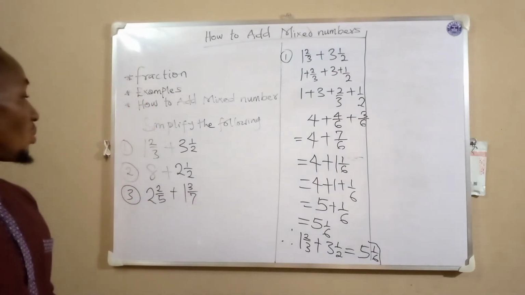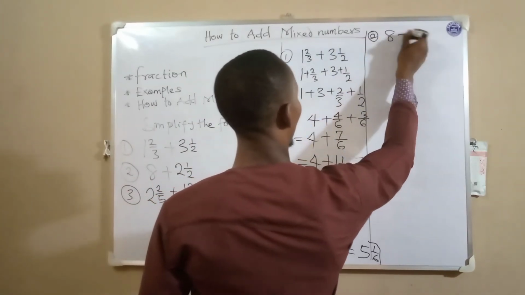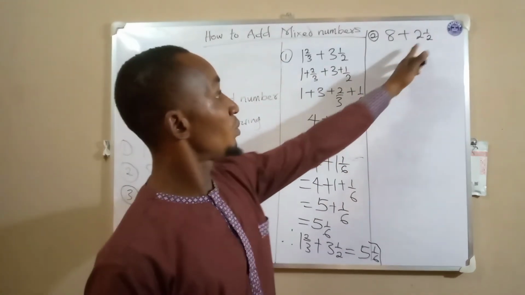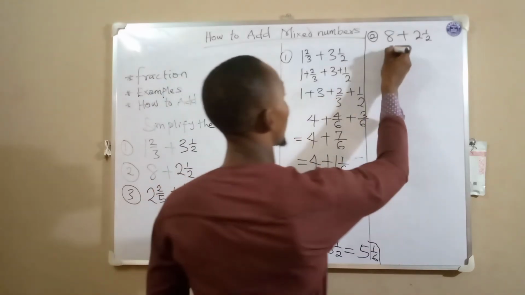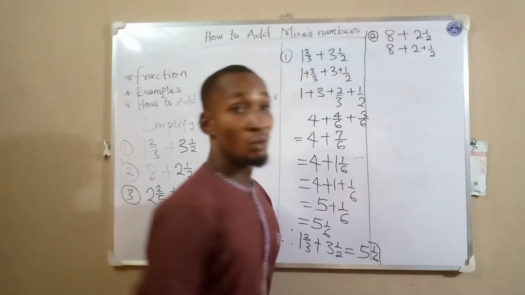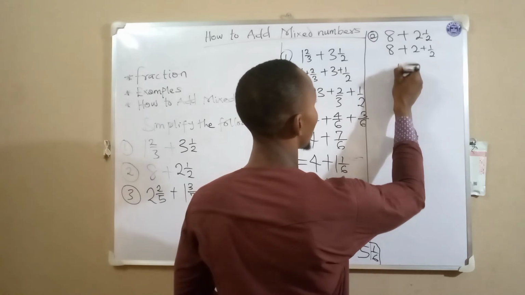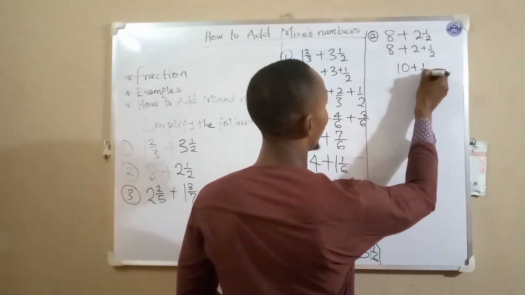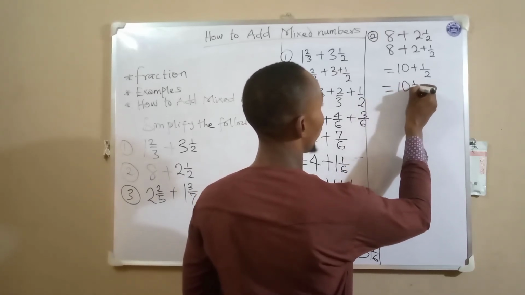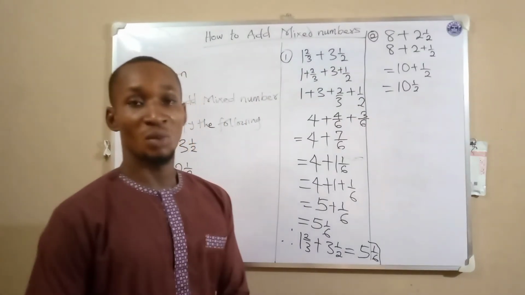8 plus 2 whole number 1 over 2. What do we do here? We are having a whole number with what? A mixed number. We say 8 plus 2 plus 1 over 2. We bring together the whole numbers, which is 8 plus 2 is 10 plus 1 over 2. So our answer here will be 10 whole number 1 over 2. Which means that 8 plus this is 10 whole number 1 over 2.